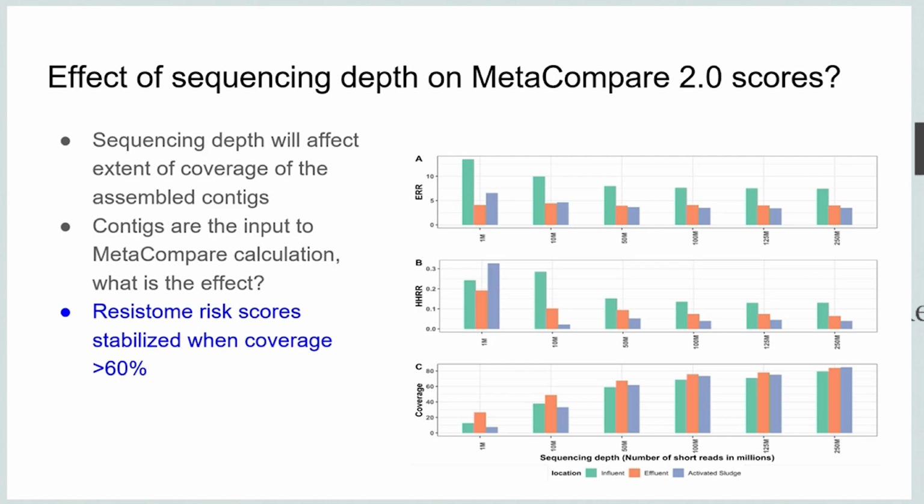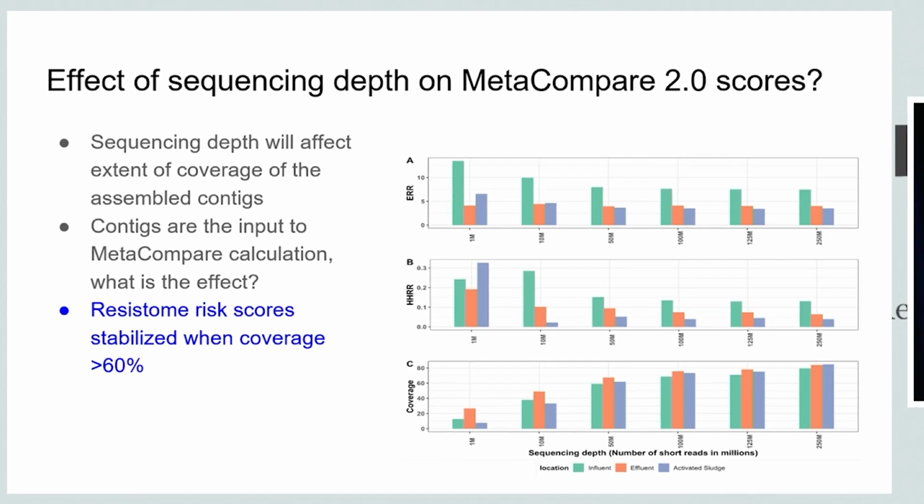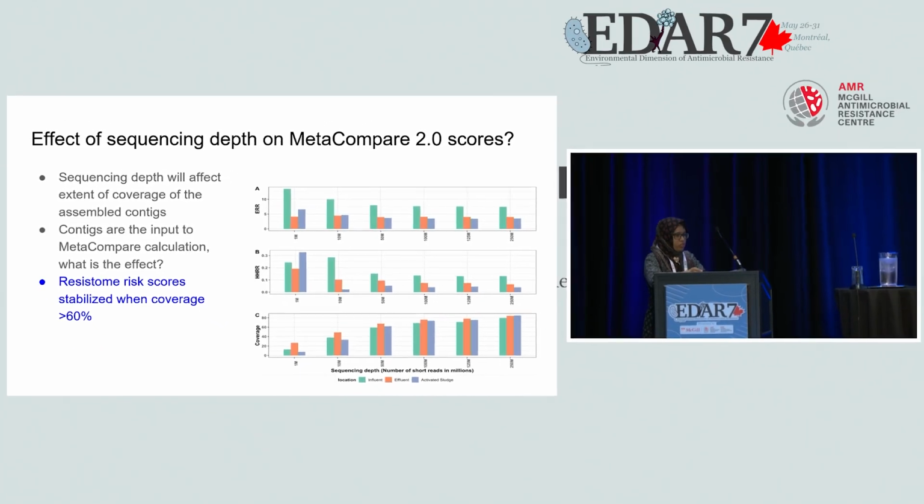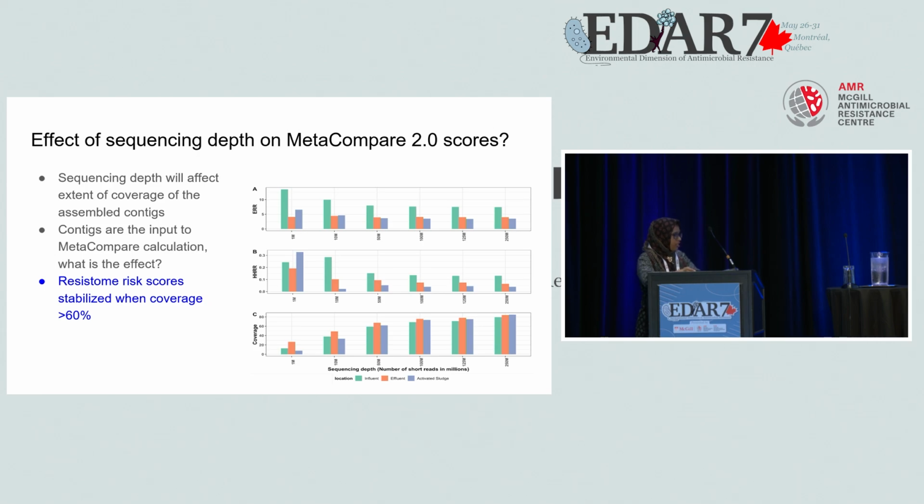Sequencing depth can also affect the coverage of the assembled contigs. Now, to check what would be the impact of sequencing depth on the resistance risk score, we performed a simulation study. In this study, we used 3 wastewater samples collected from effluent activated sludge of a wastewater treatment plant. And the original samples were very large and deeply sequenced, and they contain nearly 4 billion short reads.